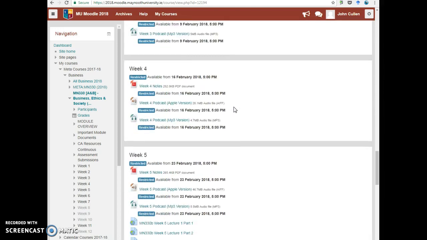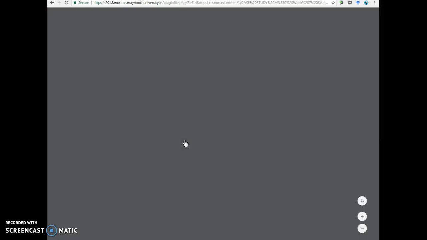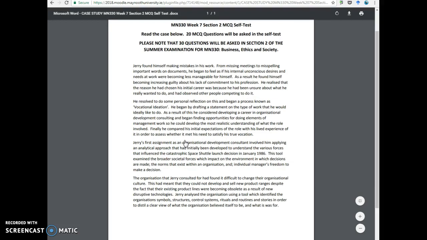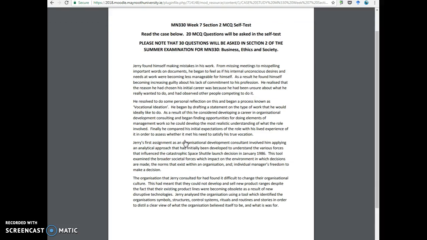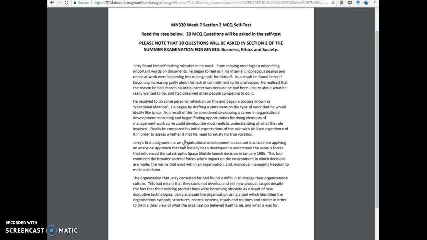Scroll down to week 7 and there is the case for this. This is the case that was used in class. So if you get a chance, have a read of that case. If you manage to download it from the Moodle site, it'll probably be more visible, and have a read of that before answering the following questions.